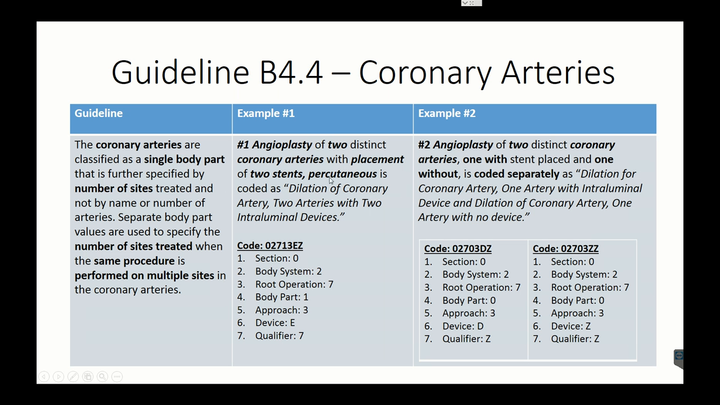So again, the first example had two distinct arteries with two stents. Because that device is the same for both, you can code this as one code. Because the devices are different in the second example, one has a stent and one does not, we have this code separately, which is 02703DZ. And again, the only difference is the device. D for device is for the stent, and Z for no device is because there was none.